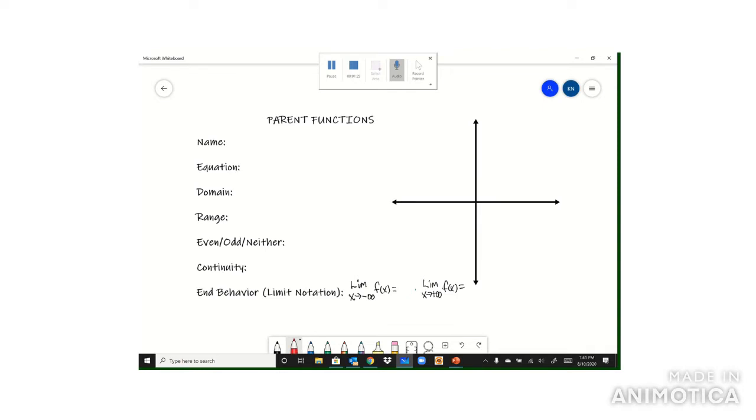All right, the next one that we're going to talk about is a quadratic function, which is y equals x squared. It looks like a U shape. So it has a domain of all real numbers. But the range, the lowest this graph can go is 0. So the range is going to be 0 to infinity. Quadratics are even functions, and they are continuous.